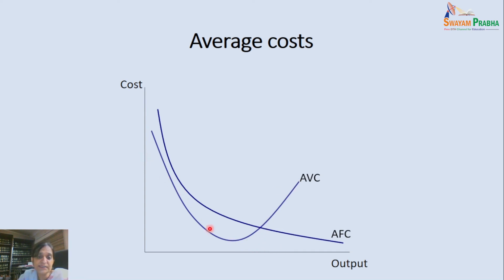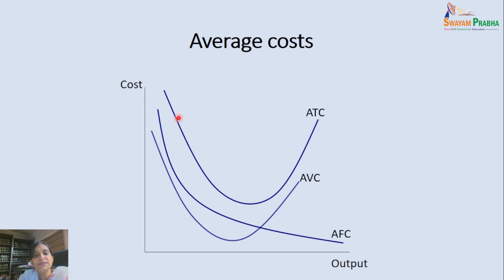So you see this kind of shape of the curve, AFC and AVC. AFC is continuously falling, whereas AVC first falls, reaches a minimum, and then starts increasing. What is average cost? It is the sum total of AVC and AFC, or average cost is total cost divided by output. Average total cost is also a U-shaped curve.